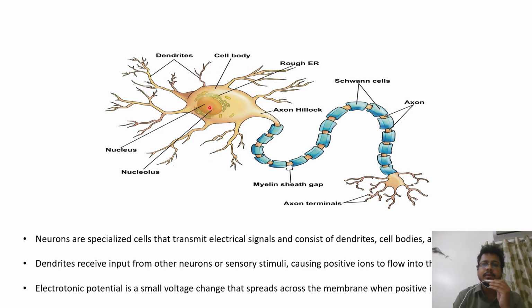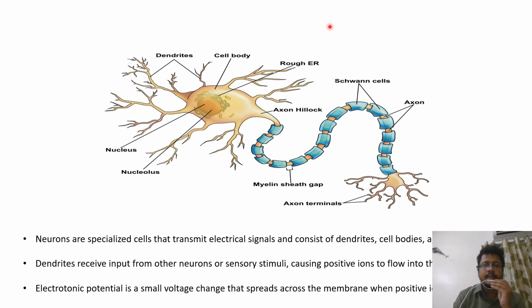These inputs come from axon terminals. Through neurotransmitters, the signal travels and reaches the dendrites, and in the case of sensory neurons, it comes from stimuli in the environment. So when a dendrite is stimulated, positive ions, specifically sodium ions, flow into the neuron, because the inside of the cell is normally more negative compared to the outside.